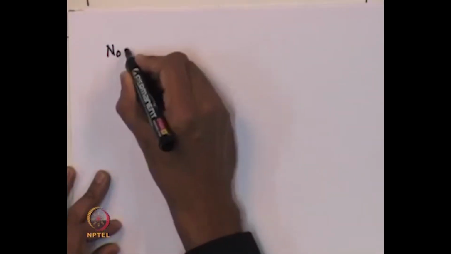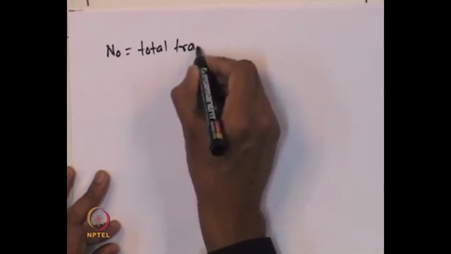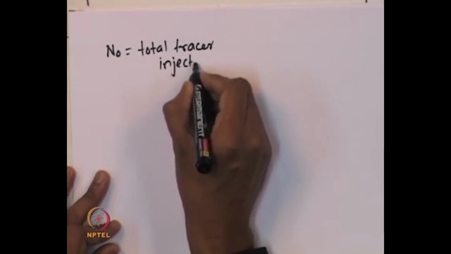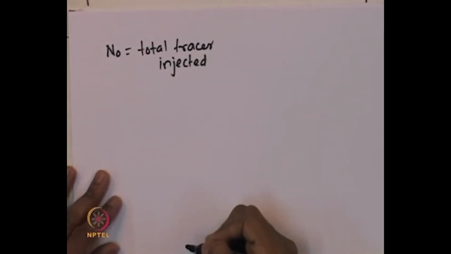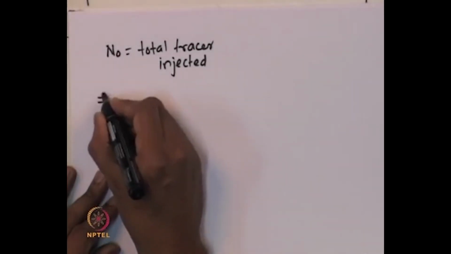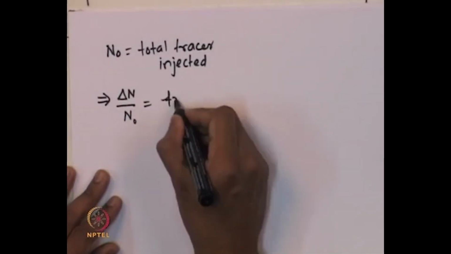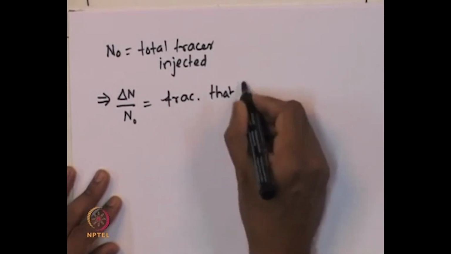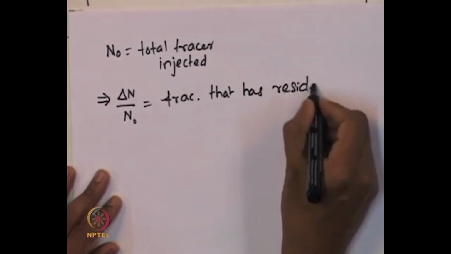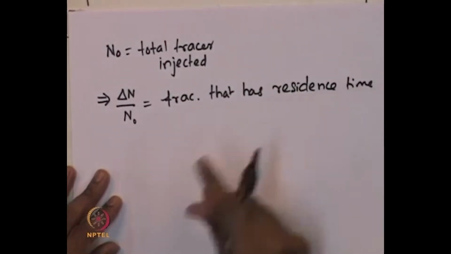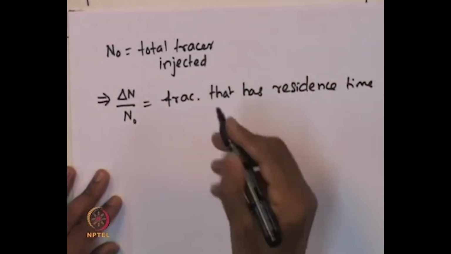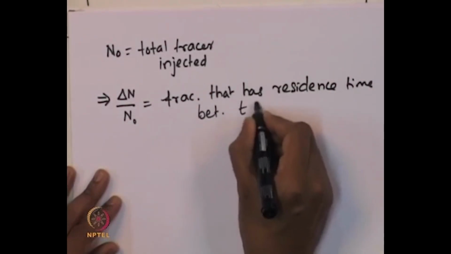Now, if N naught, which is the total injected tracer as we observed in the schematic before, is the total amount of tracer injected into the vessel, then delta N by N naught is nothing but the fraction that has residence time somewhere between t and t plus delta t. Remember, residence time is the time spent by the material inside the reactor.